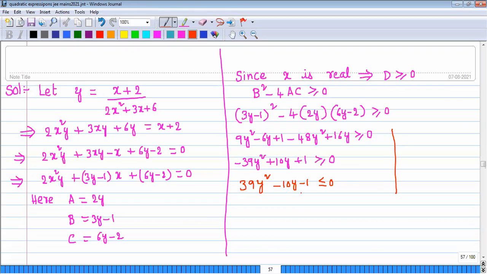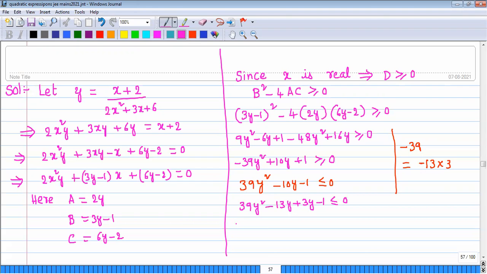Here see, 39 into minus 1 is minus 39, but 39 is not a prime number. It's an odd number, but the factors we have are a product of two prime numbers, we can write 13 and 3. So negative 13 and 3. Negative 13 plus 3 is minus 10. So now we can have the factors like this. 39y square minus 13y plus 3y minus 1 less than or equal to 0.